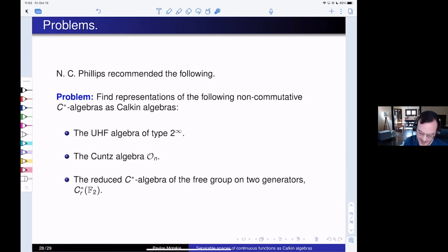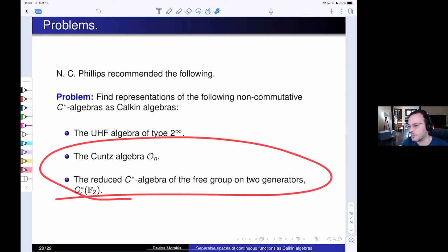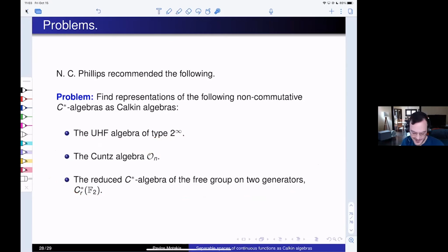But the things that you write down for these two are a bit simpler, at least how I thought of it. Here you have to do it, it's like a page to describe. Okay, so that's all I had to say.